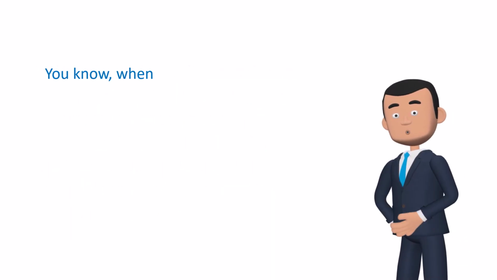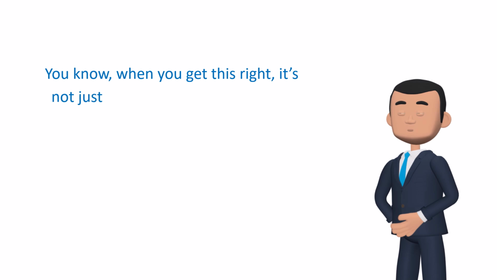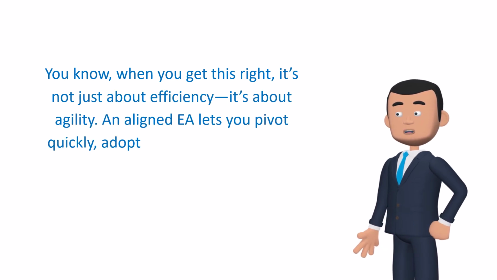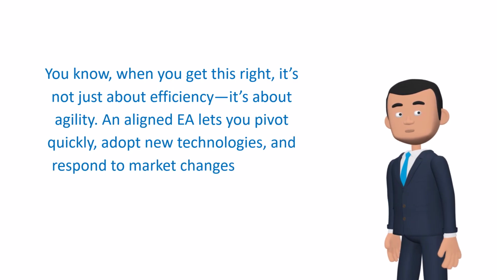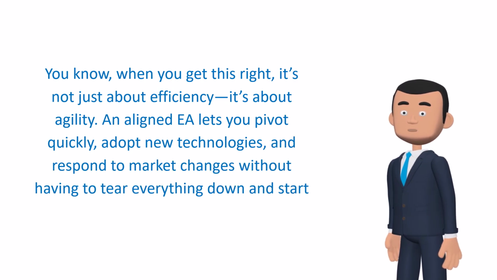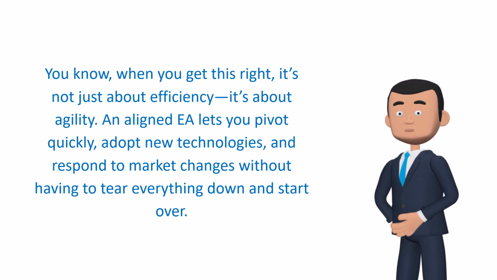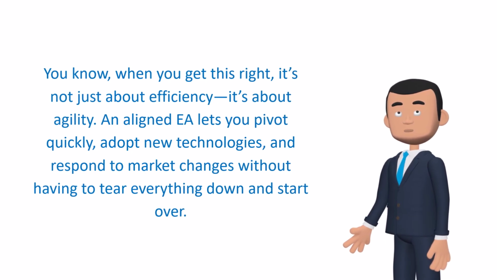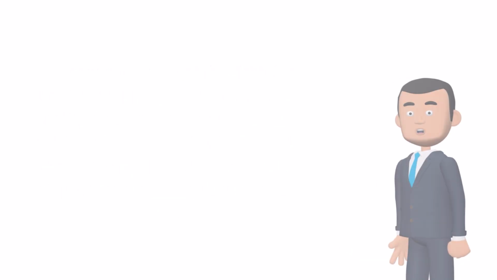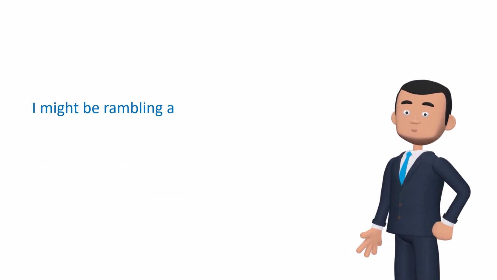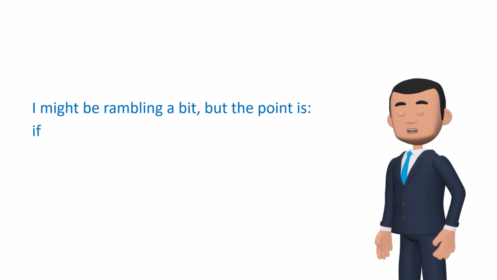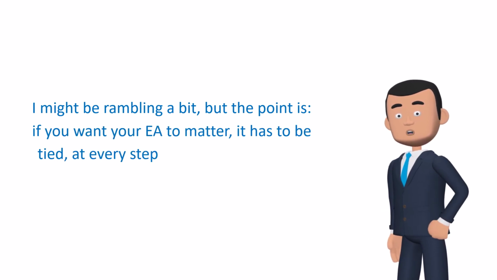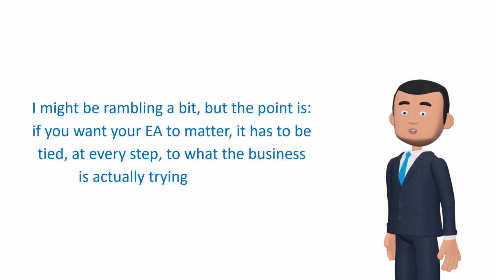You know, when you get this right, it's not just about efficiency, it's about agility. An aligned EA lets you pivot quickly, adopt new technologies, and respond to market changes without having to tear everything down and start over. I might be rambling a bit, but the point is, if you want your EA to matter, it has to be tied at every step to what the business is actually trying to achieve.